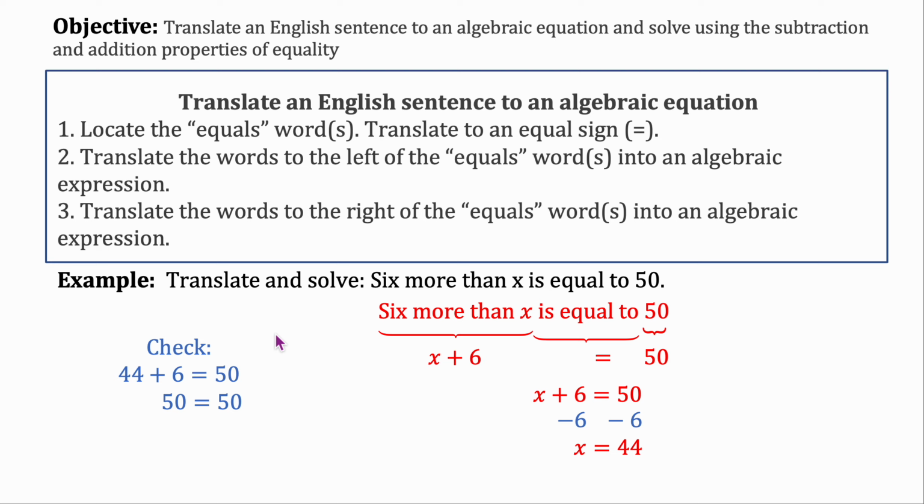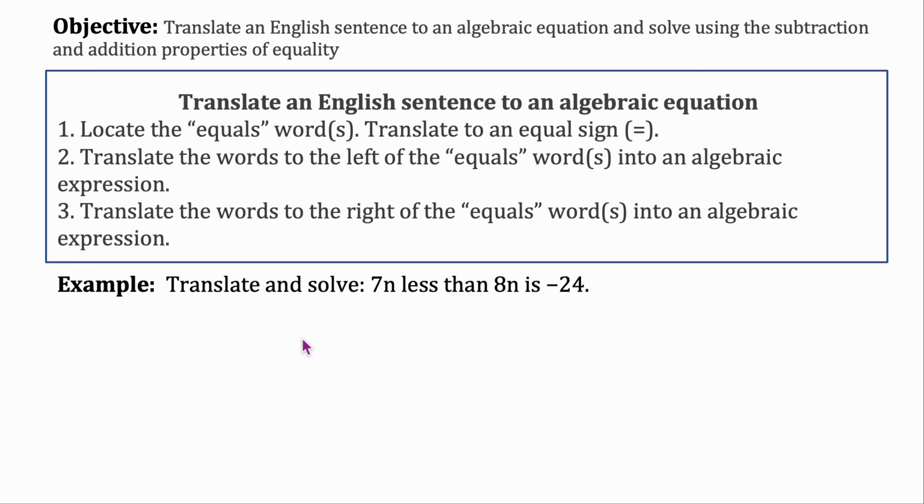Let's look at another one. It says translate and solve 7n less than 8n is negative 24. Now again, in this one, the is our equal sign spot. We're going to translate what comes here on the left, and then the right number just is going to come down for the right.